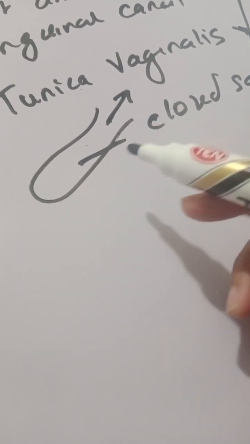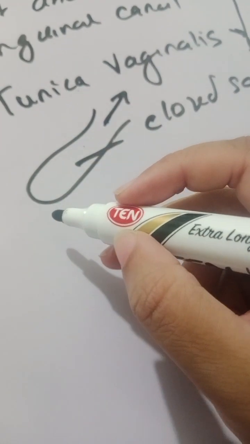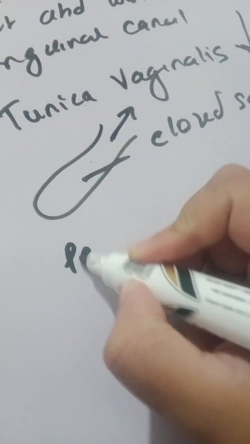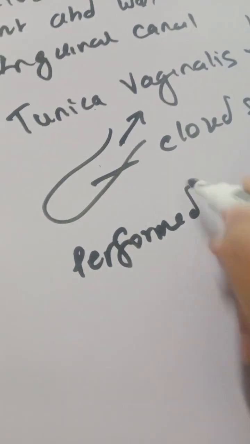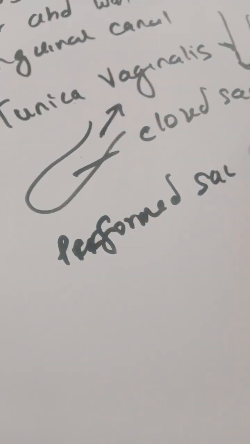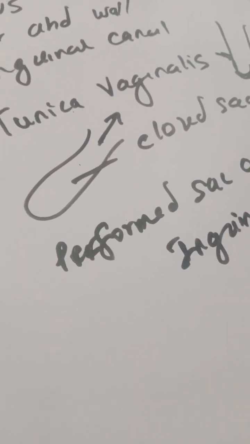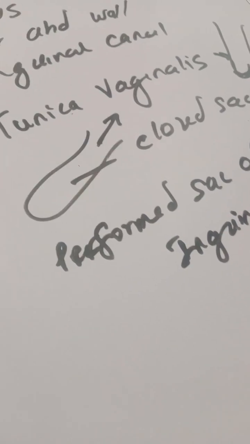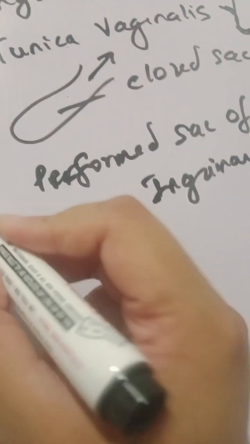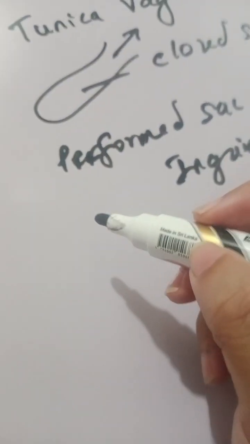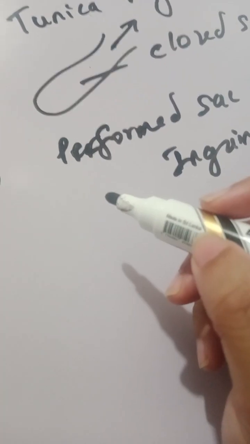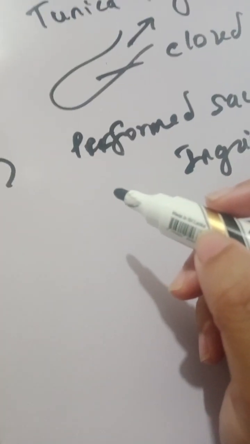The following anomalies may occur. First, a preformed sac of indirect inguinal hernia. The processus may persist partially or in its entirety as a hernial sac.